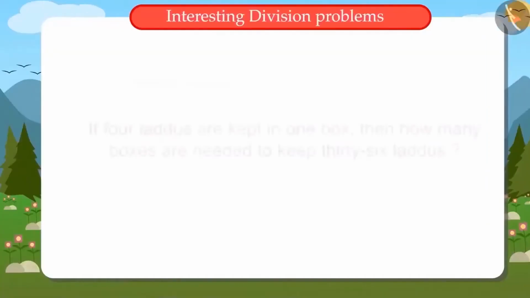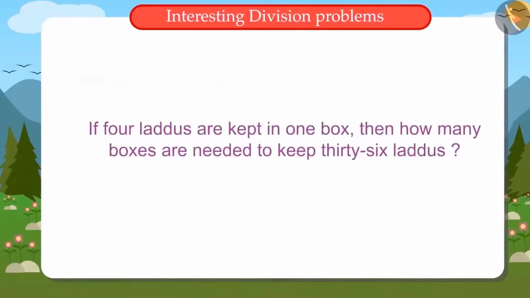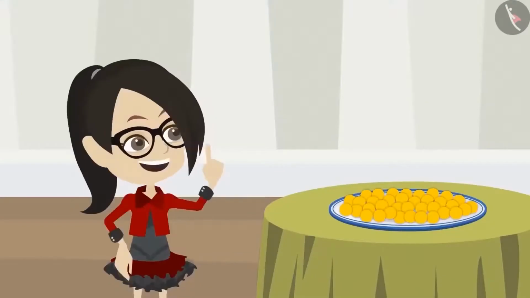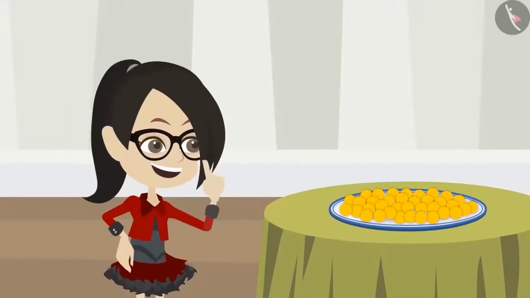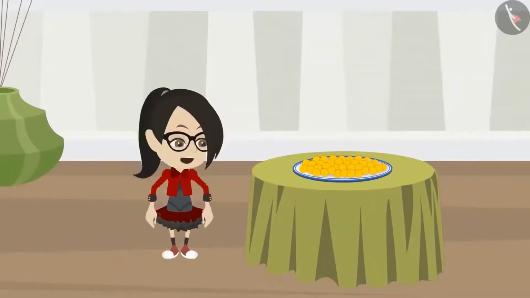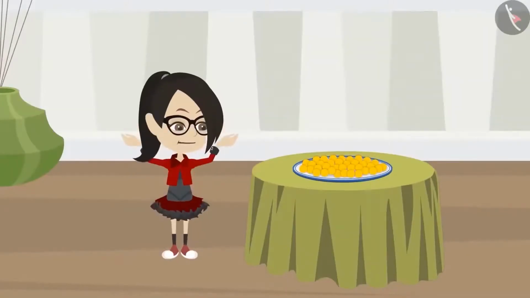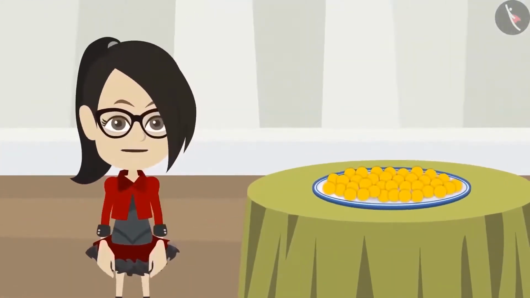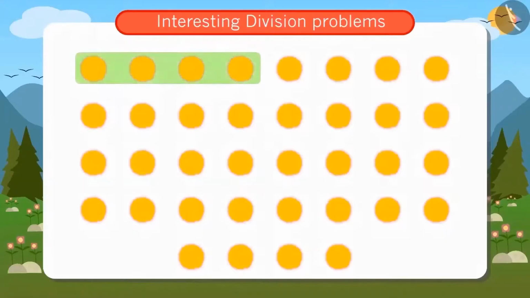Now Vandana has to find out that if 4 laddus are kept in one box, then how many boxes are needed to keep 36 laddus? Vandana looks at the laddus. Vandana has come up with an idea that she can find out in how many boxes these laddus will fit. I know that 4 laddus will come in a box. I will try to make groups of 4 laddus. The more groups I make, the more boxes I have to bring from the market. You two help me divide the laddus into groups, okay?